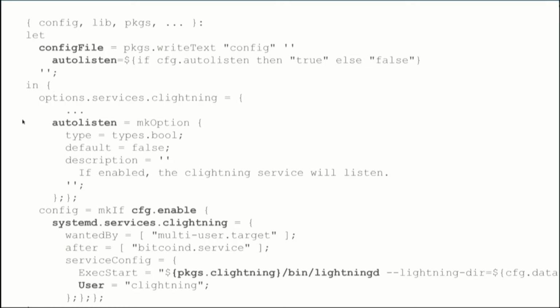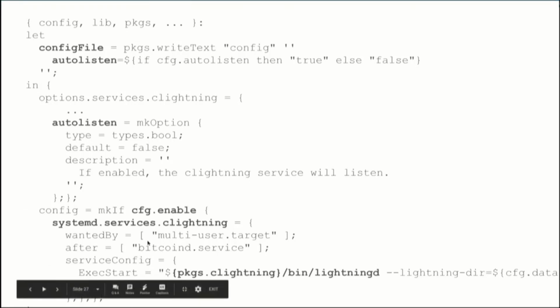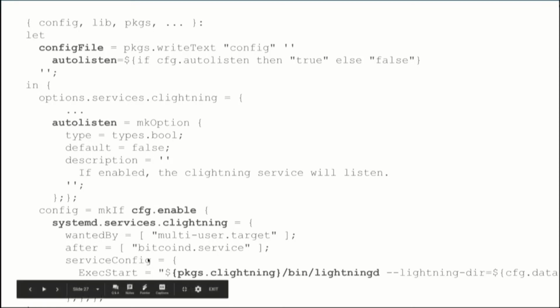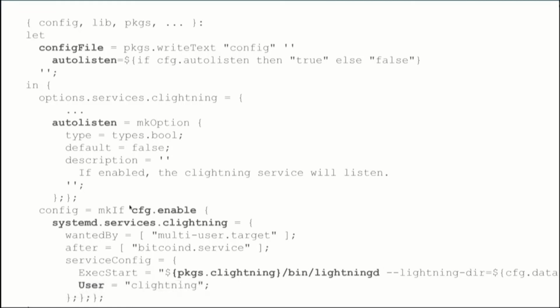Then you need to define the option here. So you say autolisten is an option, it's a boolean, by default it's false, and you add a little description. And at the bottom, this basically says that if C Lightning is enabled, then you register a C Lightning service. It's spawned after bitcoind, it's spawned like this, and you run it as a user cl.